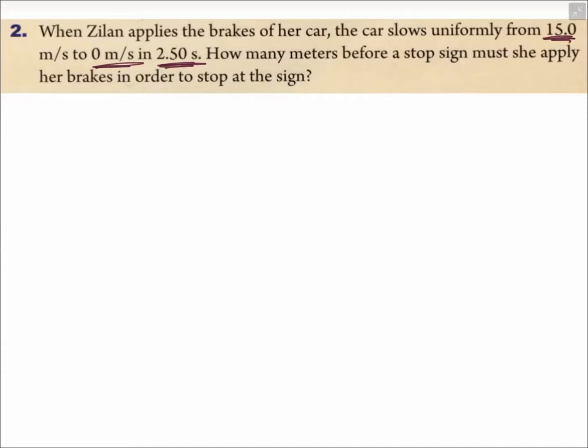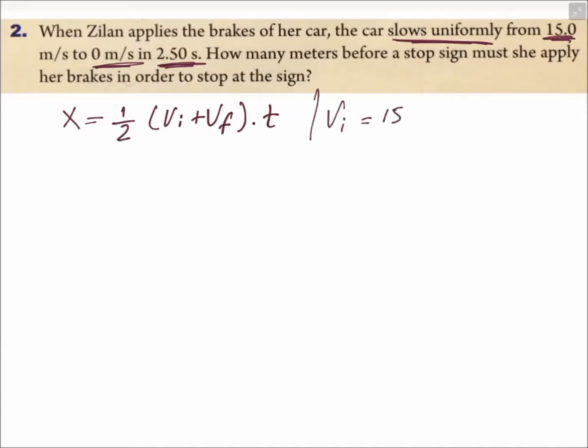So that means it's asking what is the x, and here in this question it says slows uniformly. That means we are going to use the uniform acceleration formula, which is x equals half times v initial plus v final, multiplied by the time. The initial velocity is given 15, the final velocity is given 0, and the time is given 2.5 seconds. Now I will substitute them in the formula.